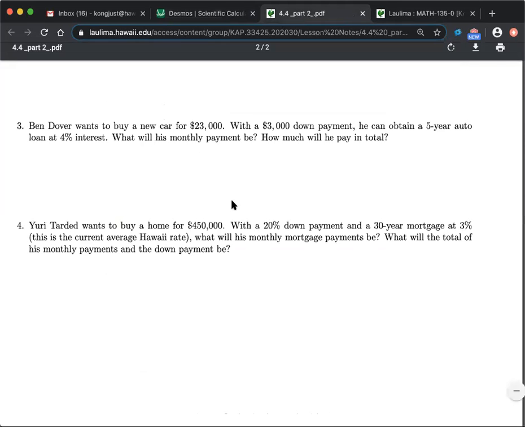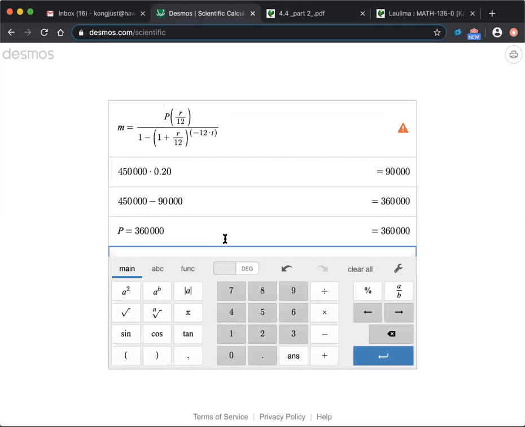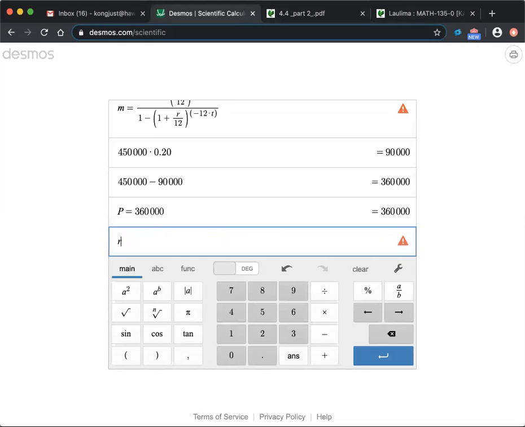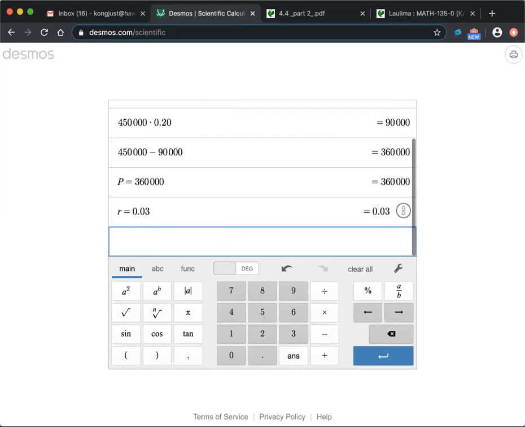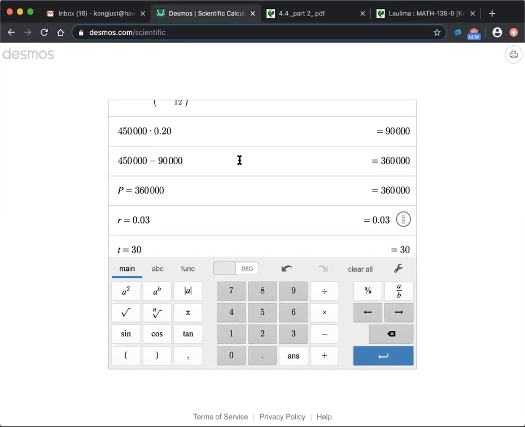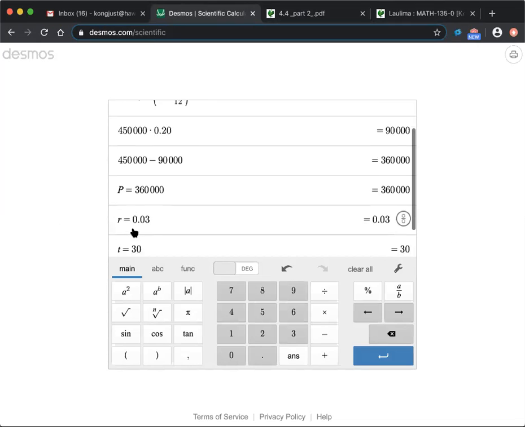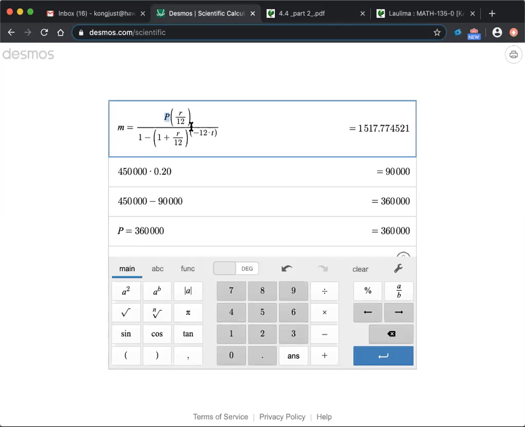Okay, now looking back at the question, the rate was 3%, and it's for a 30-year mortgage. 30 years is typical; either 15 or 30 years is how mortgages are done. So the rate is 0.03, and then the time is 30 years, right? That's everything. And the nice thing about this decimals calculator is once I define my P, R, and T, it automatically fills it into the equation I wrote here.